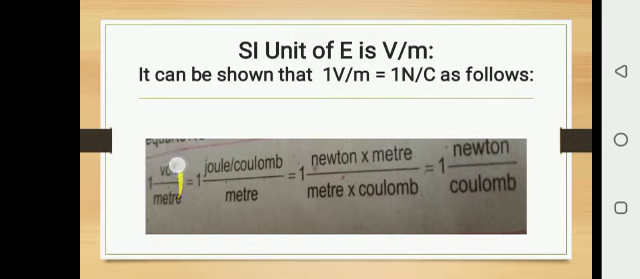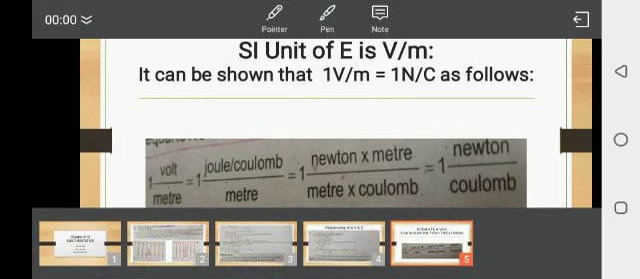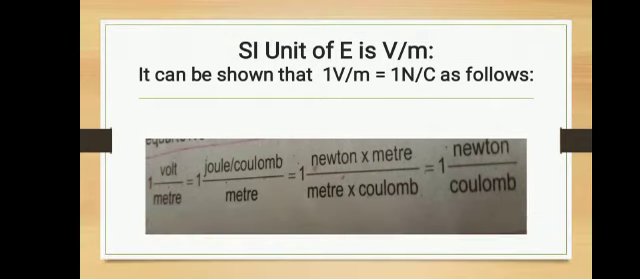Volt per meter, as you know girls, volt is equal to joule per coulomb. You know very well about it. Meter as it is, and joule is equal to Newton meter. Joule is the unit of work done, and work done W is equal to FD. Force unit is Newton, and distance unit is meter. So that's why in place of joule we have written Newton meter, and coulomb is written in the denominator. This meter is cancelled out with this meter. So Newton per coulomb we have proved.